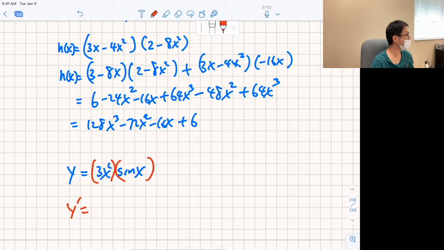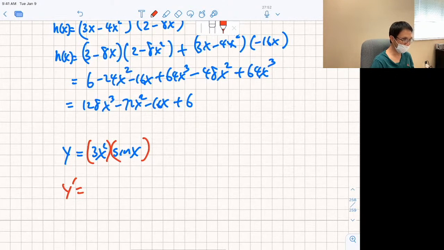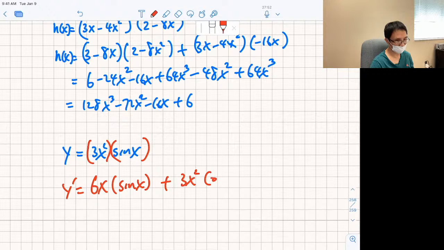What's the derivative of sine of x? Do you guys remember? Cosine of x. Good. So I'm going to take a derivative of this, right? So it'll be 6x. Are we okay here? Times sine of x plus 3x squared times cosine of x. Does that make sense?